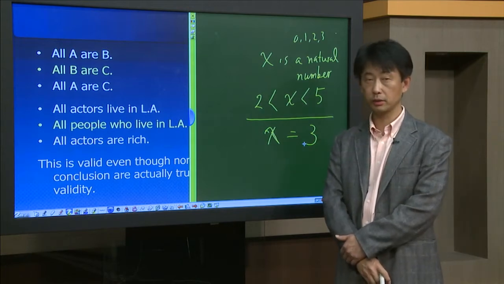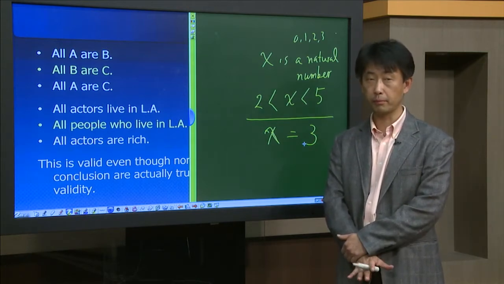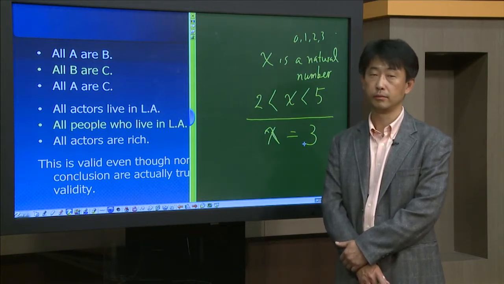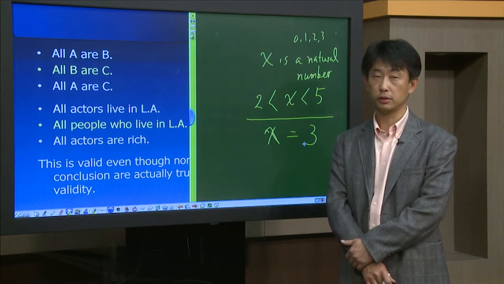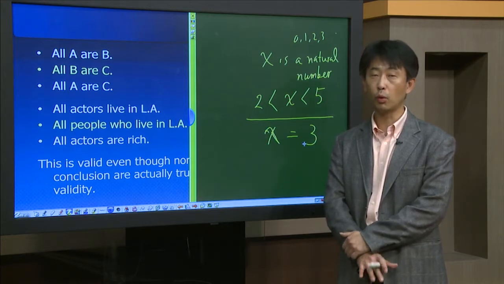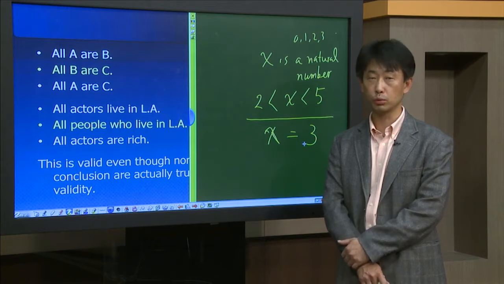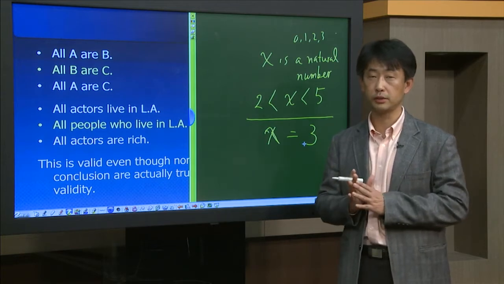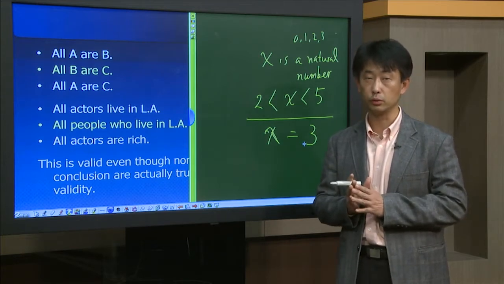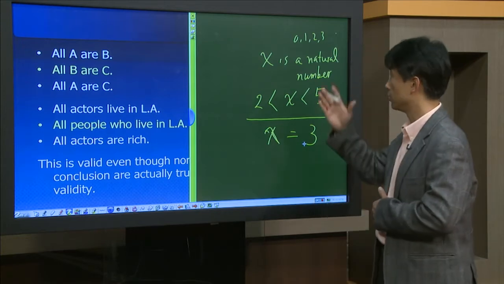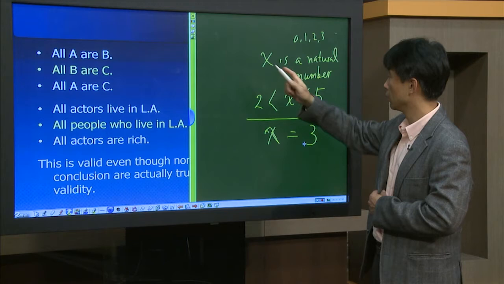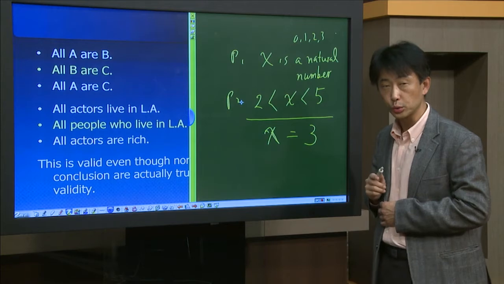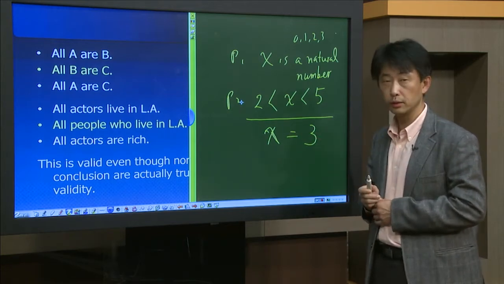Is this a valid argument? Now remember the definition of validity. If an argument is valid, the following condition holds. That is, if all the premises are true, the conclusion must be true. So in order to tell whether this is a valid argument or not, you ask the question: if the premises, there are two premises, premise 1, premise 2, if these two are true, is the conclusion also true?